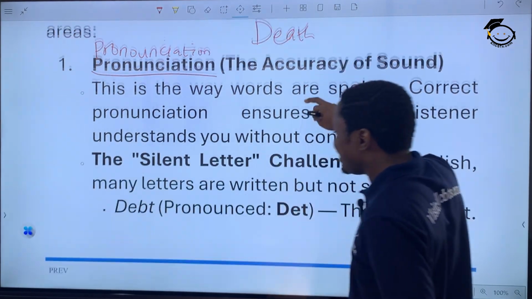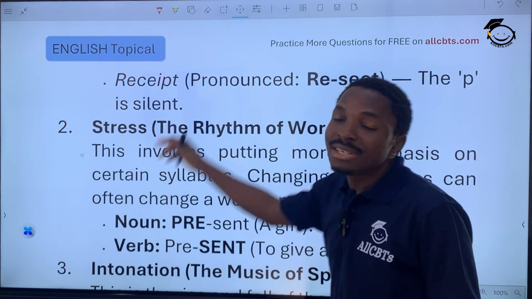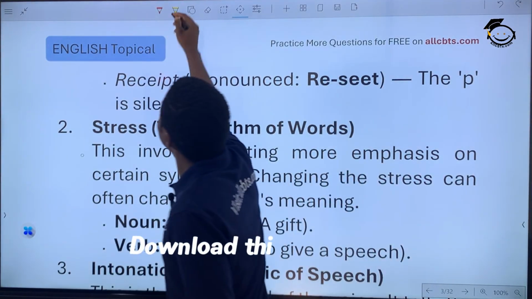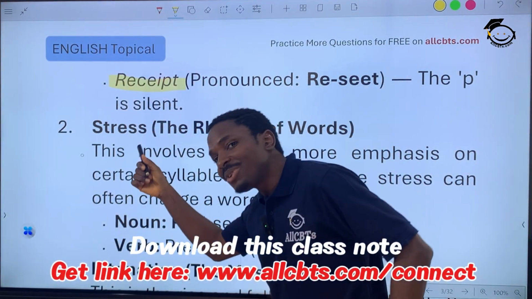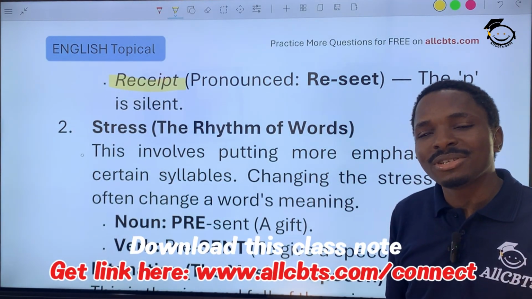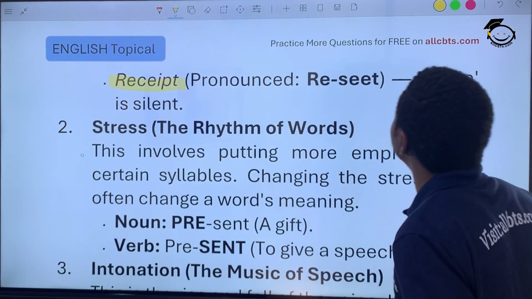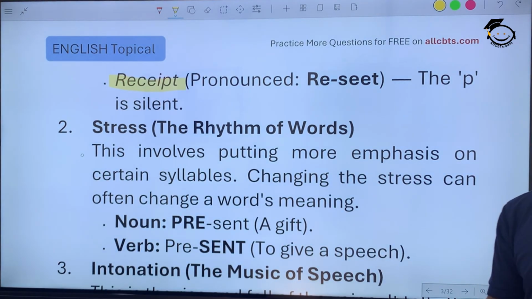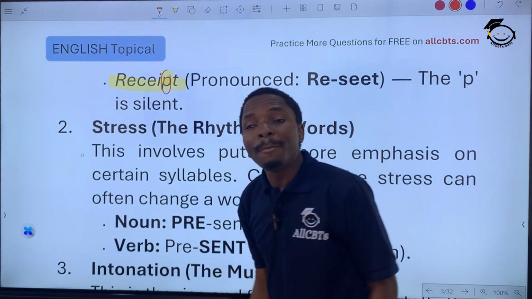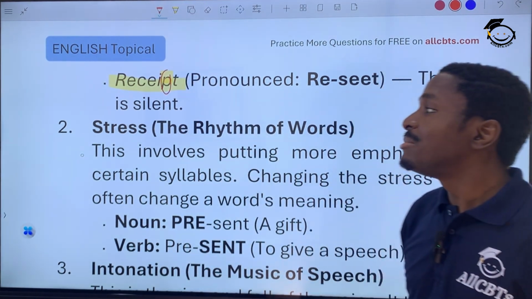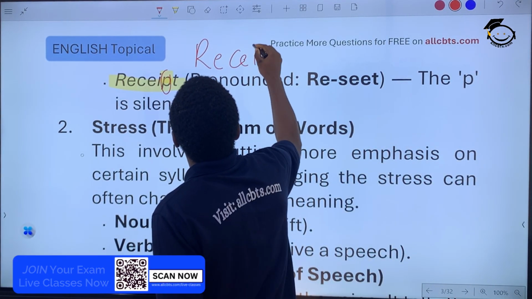You see, I said you're going to learn a lot of things. Then you have receipt. Wow, really? Yes, receipt. You would call this receipt, right? But it's not pronounced with the p. Can I have my receipt? Ain't that interesting? So the p is silent. Once you remove the p, you don't have the p sound, so it becomes receipt.